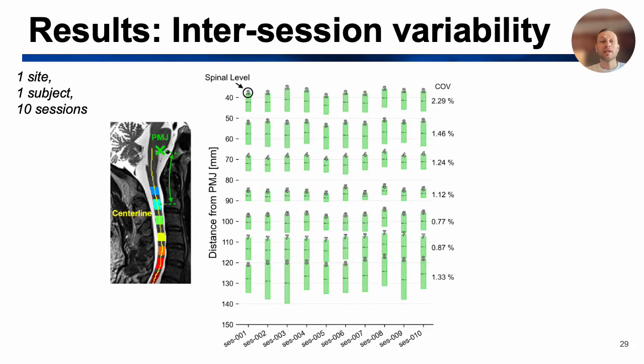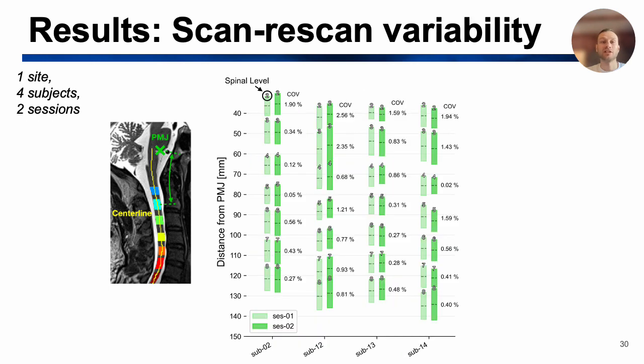1.37%. This figure shows results for the second testing dataset, a single subject scanned 10 times on the same scanner. The obtained spinal levels show a good agreement across all 10 sessions with an intersession coefficient of variation below 2.29%. Finally, we have results for the third testing dataset, 4 subjects scanned on the same scanner, each 2 times. The spinal levels exhibited excellent correspondence between sessions, with no statistically significant difference between sessions for any subject.